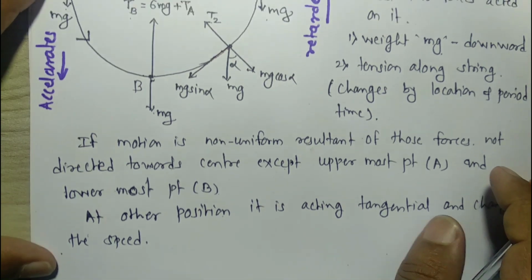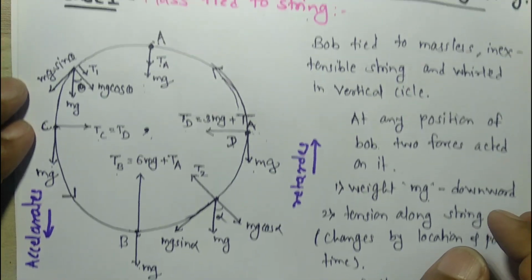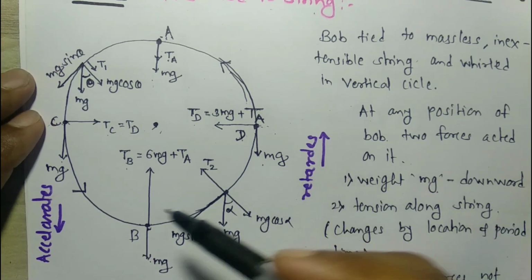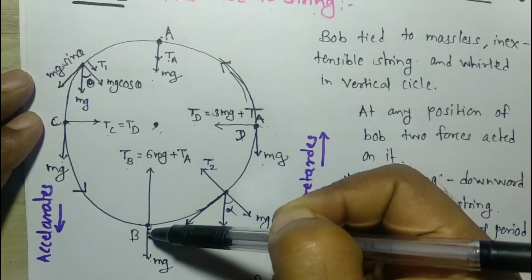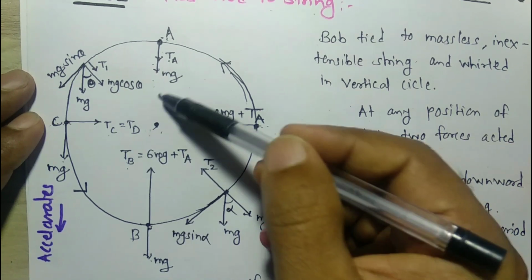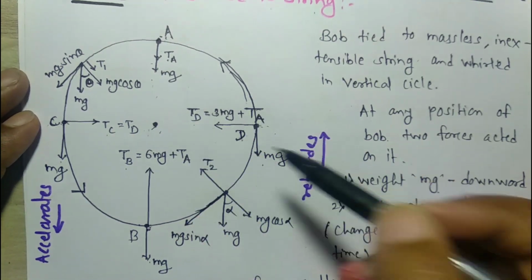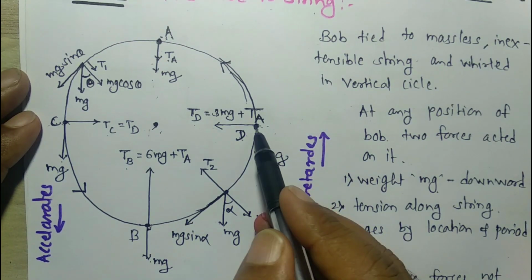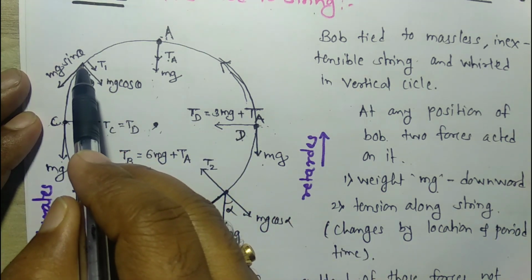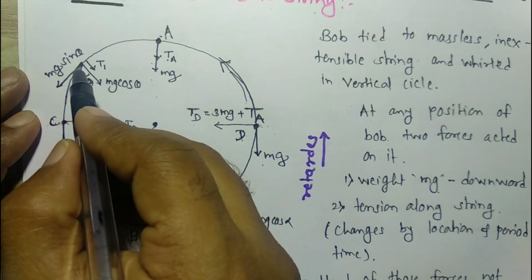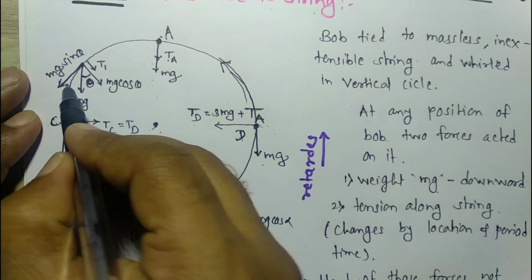We know about the vertical circular motion: at point A and at point B the resultant of tension and weight acts toward the center, and at all other points the resultant of these forces acts along the tangent.